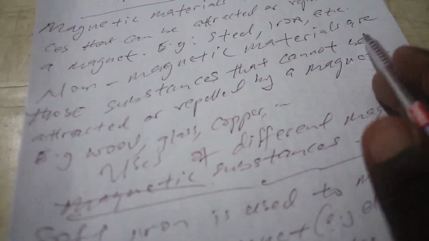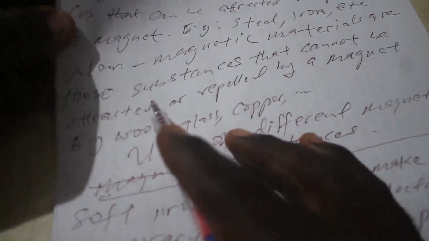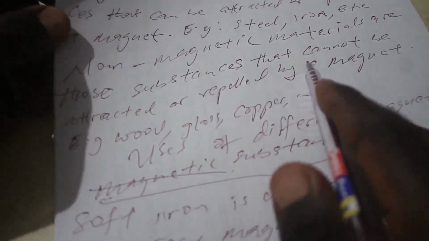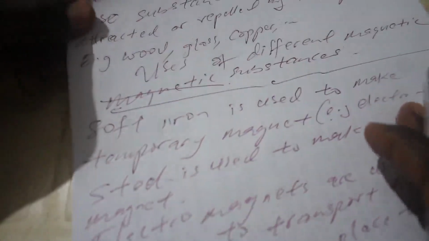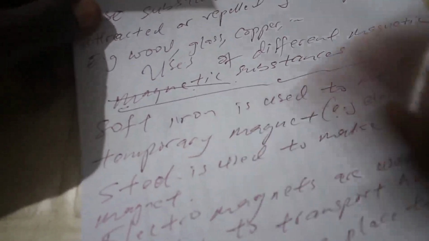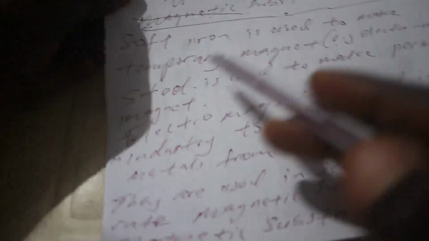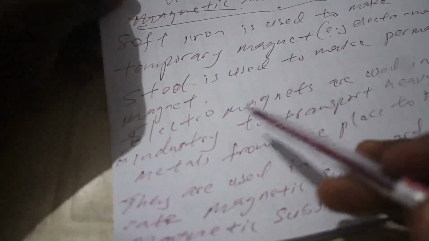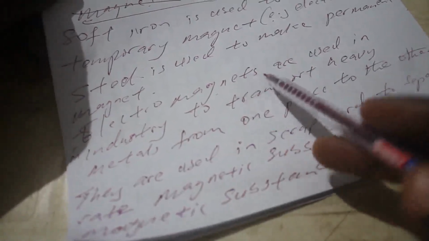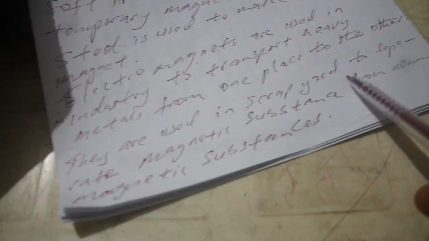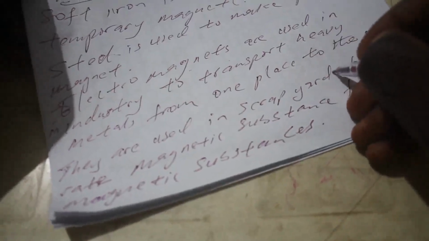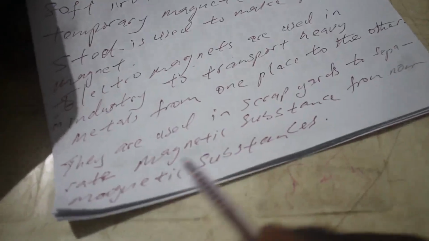Non-magnetic materials are those materials or substances, more appropriately, that cannot be attracted or repelled by a magnet. For example, wood, glass, copper, etc. Then the uses of the different magnetic substances. Soft iron is used to make electromagnets, while steel is used to make permanent magnets. Electromagnets are used in industry to transport heavy metals from one place to the other. They are also used in scrapyards to separate magnetic substances from non-magnetic substances.